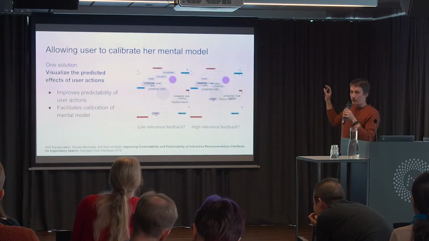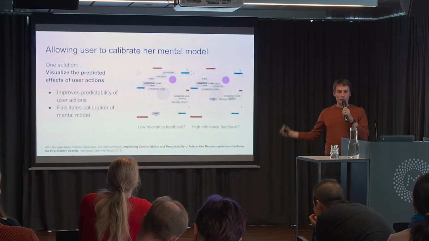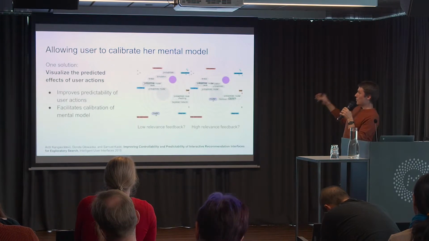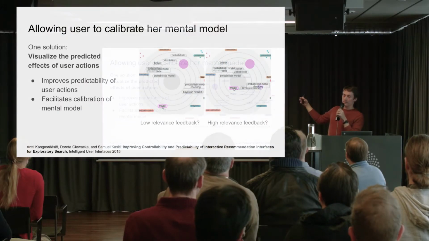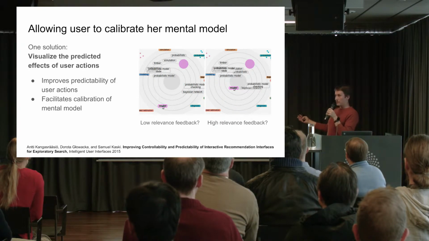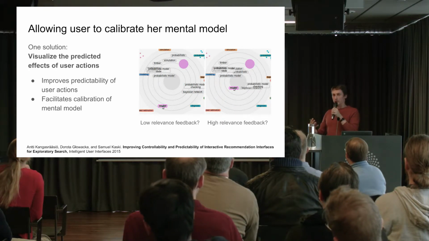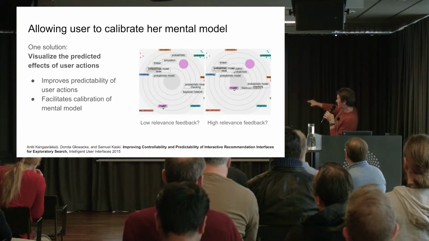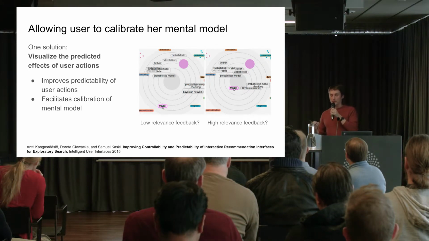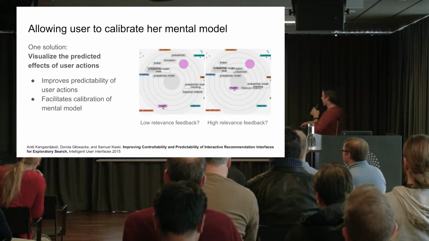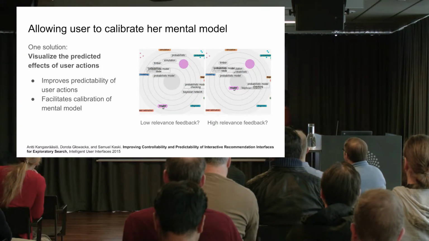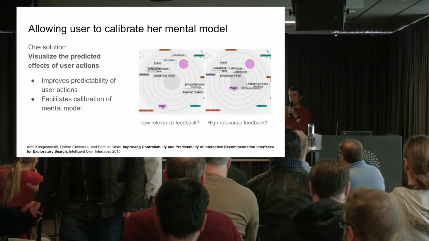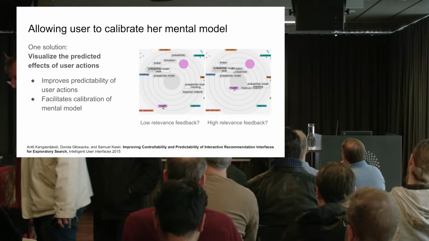Okay, so the first point: how can we allow the user to better calibrate her mental model with the system behavior? One approach that we took is that we predict what different feedback from the user will cause, and we visualize it to the user before the user has to decide the next action to take. So for example, in this visualization, the user is thinking about giving relevance feedback to the keyword model. If the user would give low relevance feedback, what would happen? Well, we can predict that. We have the machine learning model. We can take a one step ahead prediction and show that, okay, this kind of stuff would happen.